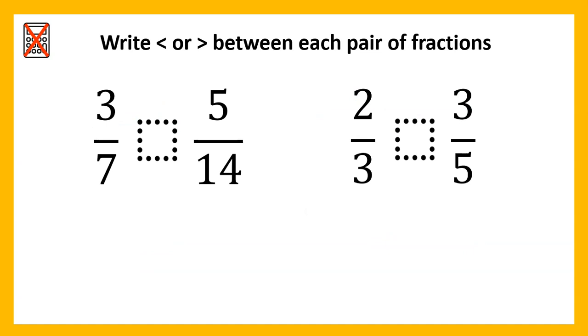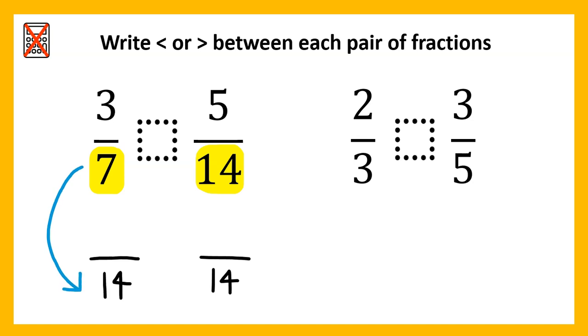With a slight increase in difficulty, we need to write whether one fraction is less than another fraction or whether it's greater than another fraction. The easiest way to compare fractions and determine which is larger is to find and use equivalent fractions to make the denominators the same. 14 is a multiple of 7, so I can change the 7 into a denominator of 14 quite easily by multiplying by 2.